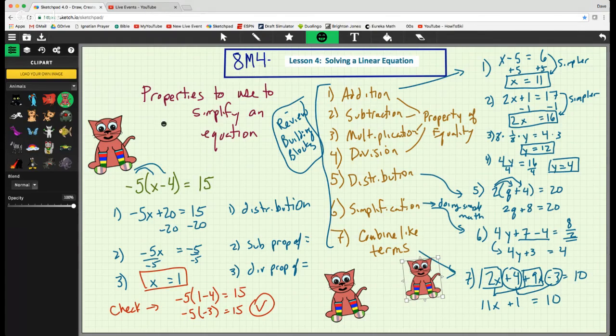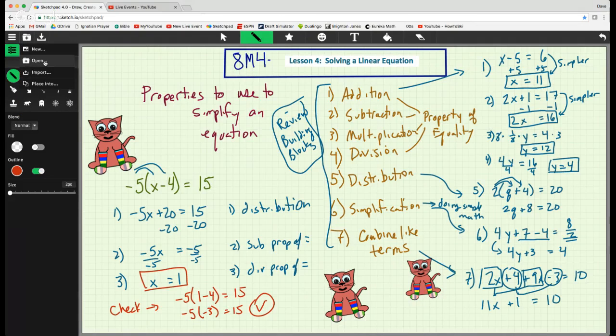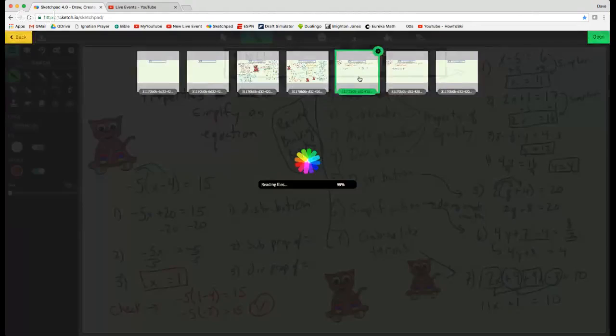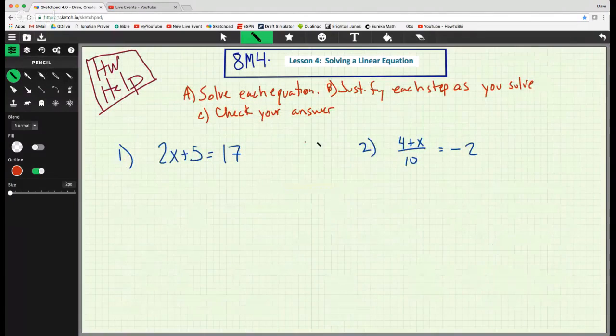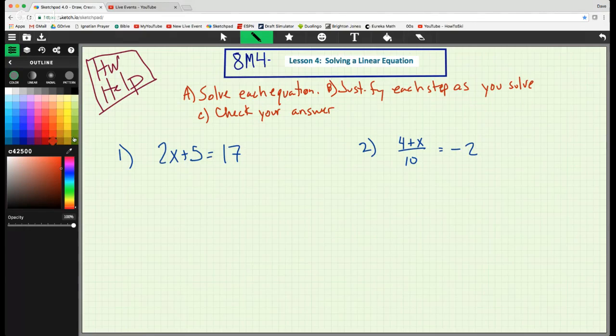We're just going to go straight into homework help. Let's go straight over to homework help. I got 3 problems for you, 2 on one page and 1 on the next page. I think you have 7 homework problems. We're going to solve each equation, justifying each step, and then we're going to check our answer. So I want you to pause and try.